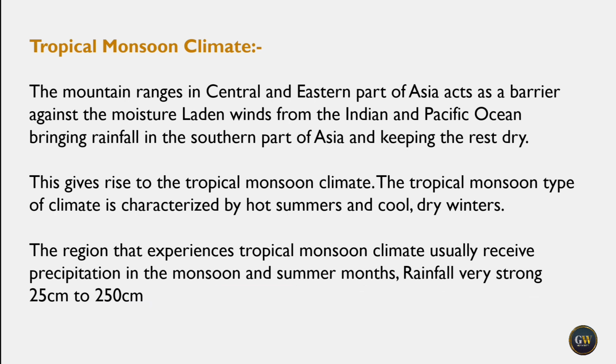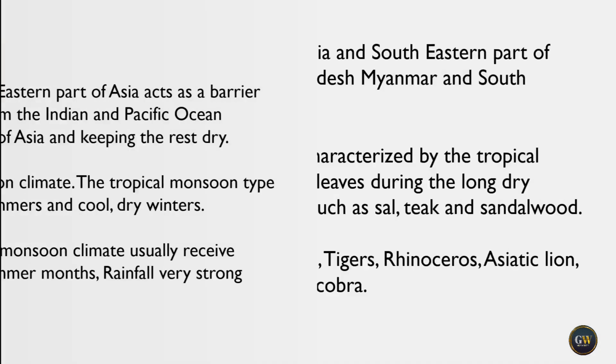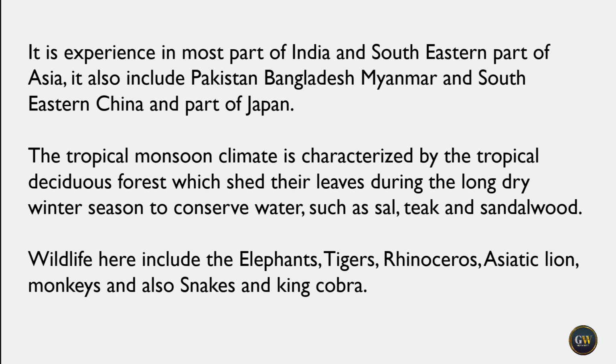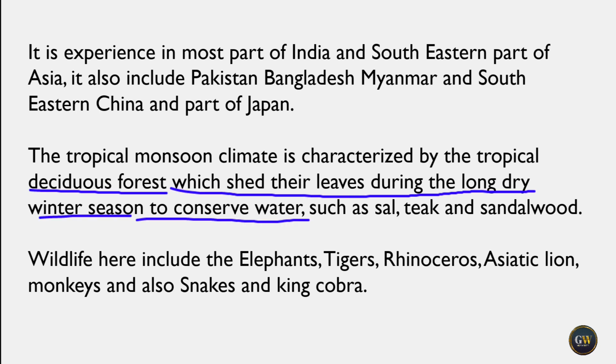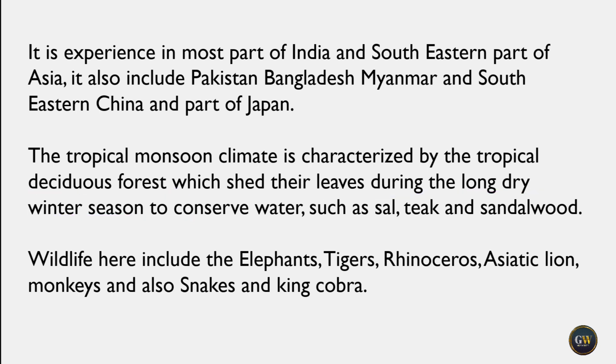Here in this type of climate, the tropical monsoon climate, the rainfall is very strong, from 25 centimeters to 250 centimeters. And the vegetation that is found in the tropical monsoon type of climate is the deciduous forest, which sheds its leaves at one particular time, that is the long dry winter season, and this is for the conserving of water, such as the sal, the teak and sandalwood. So these all are the vegetation of this tropical monsoon climate. These trees shed their leaves in one particular time, that is the long dry winter season.